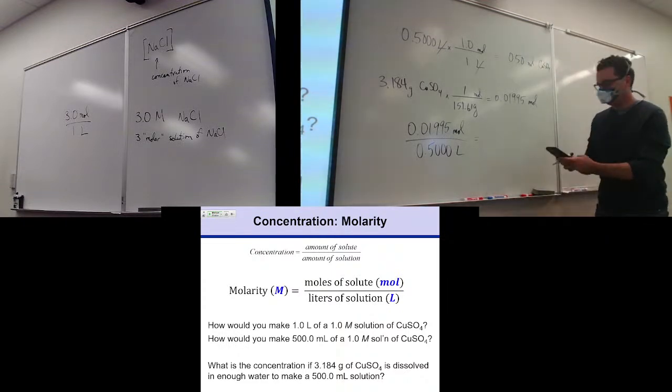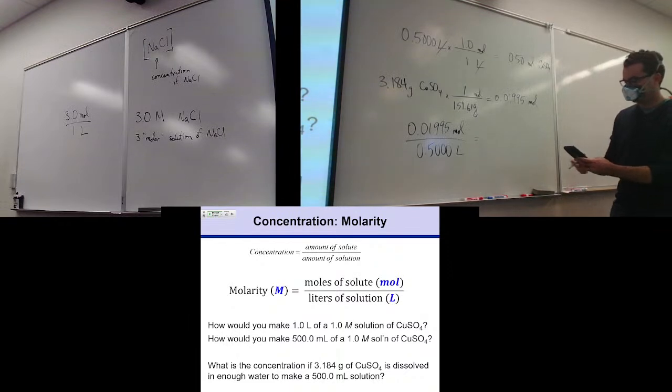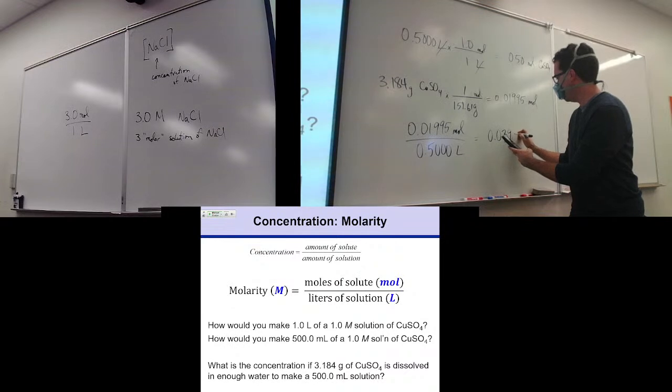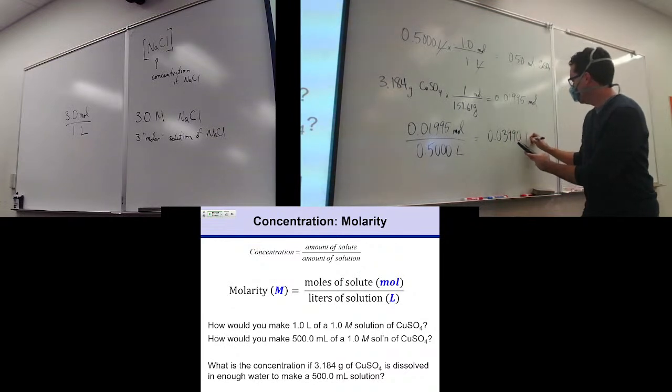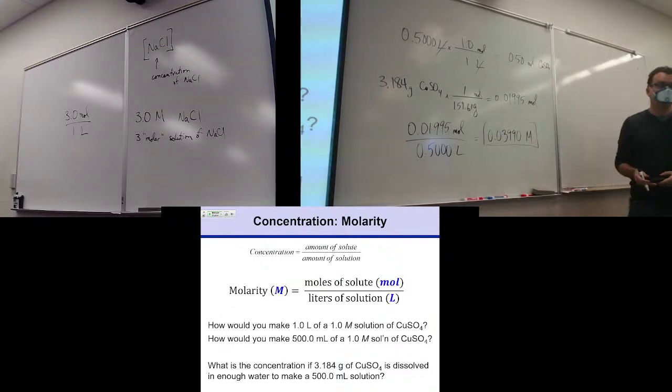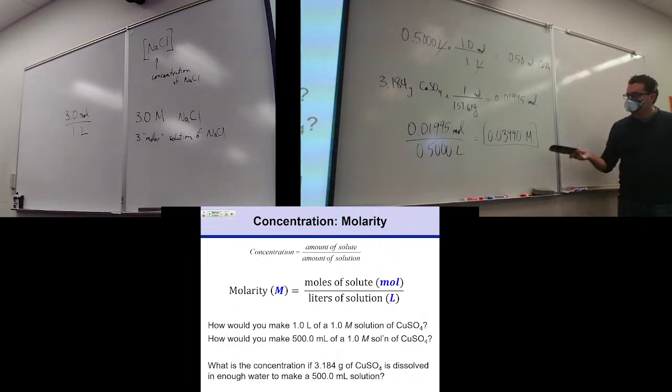And that's your concentration. 0.03990, so 0.03990 big M. You could leave it as moles per liter too. That's fine. But it's the same thing as writing this big M. So that's the concentration of the solution.